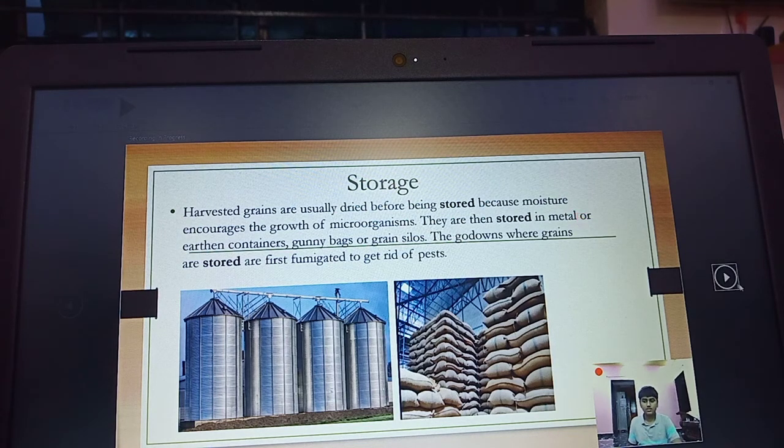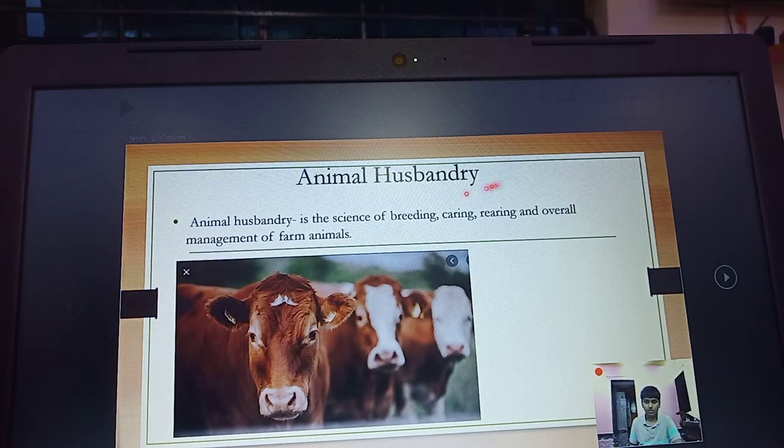Now let's study the animal part, or animal resource. Now, what is animal husbandry? The animal resource is also called animal husbandry. Animal husbandry is the science of breeding, caring, rearing, and overall management of farm animals. It might be cattle, fish, honeybees, or any other animal. It is for commercial purposes.